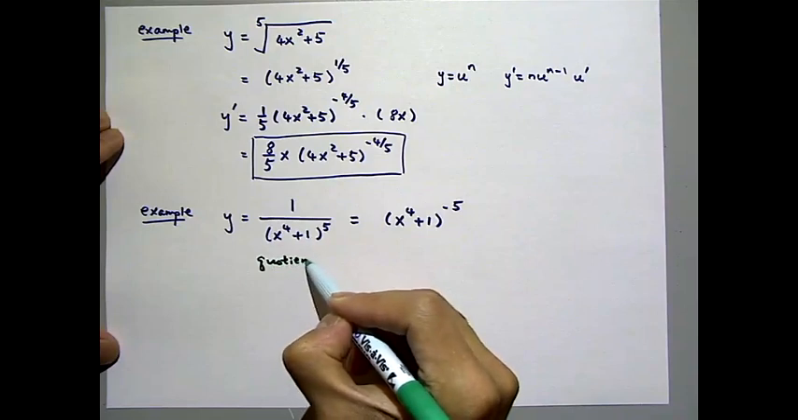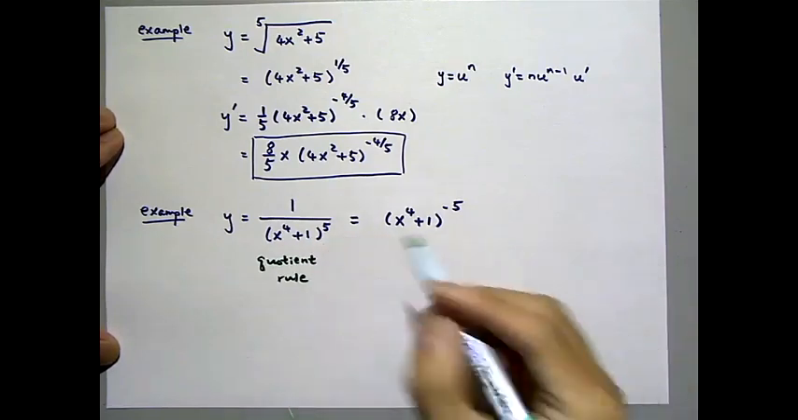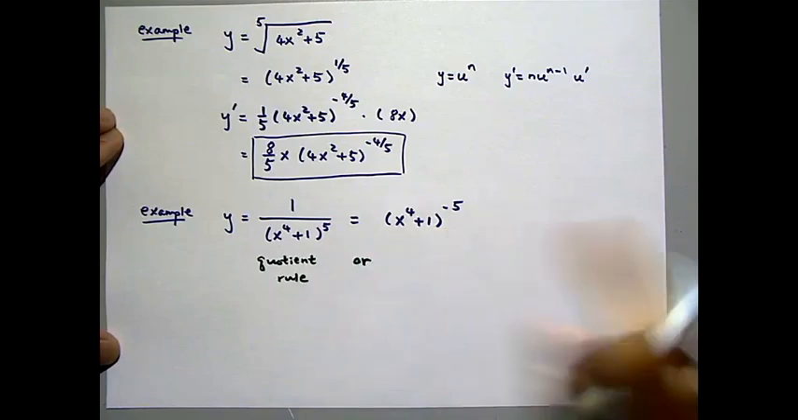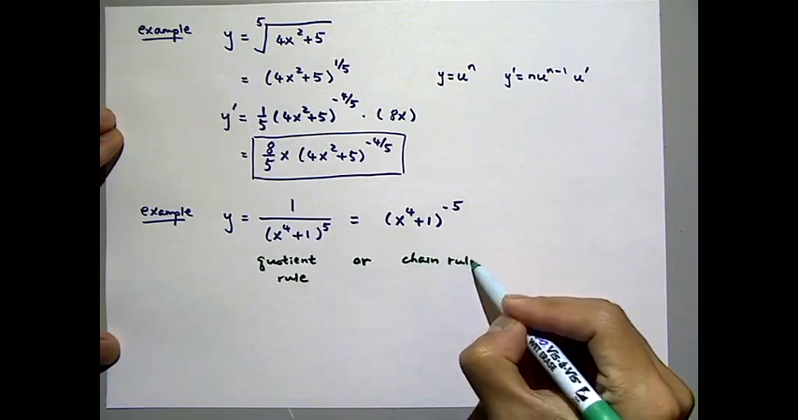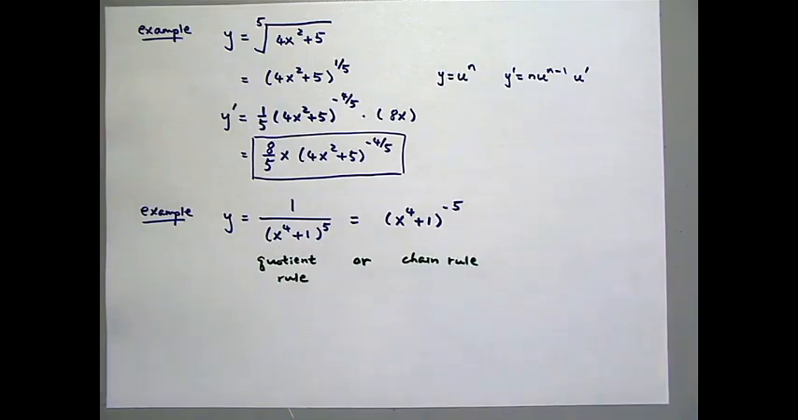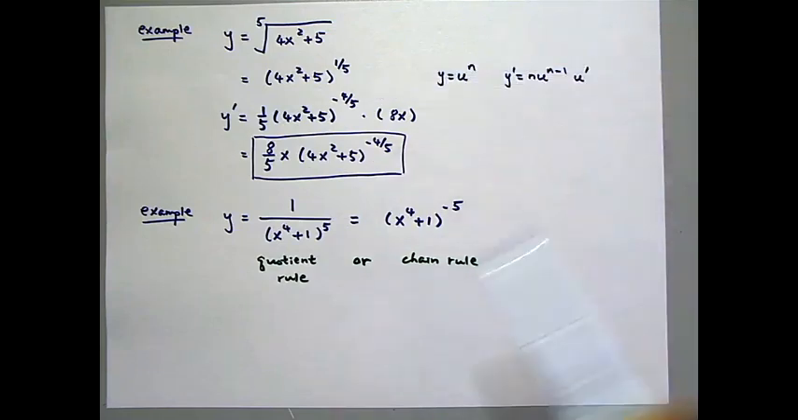So my options are the quotient rule with this thing, or here I can use the chain rule. The second form is in this form, u to the n. Easy. This one is just in the classical chain rule form. Also not a big deal.